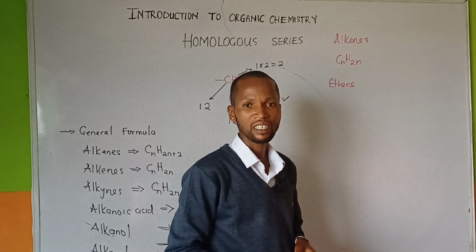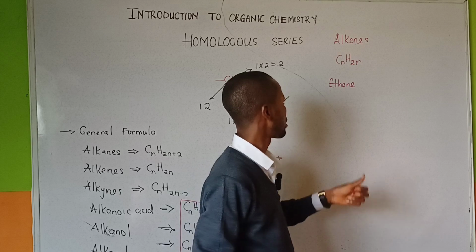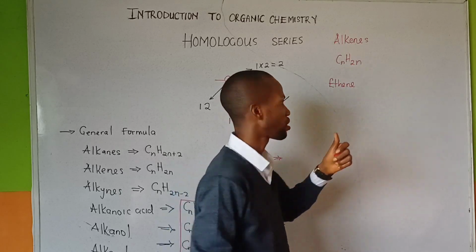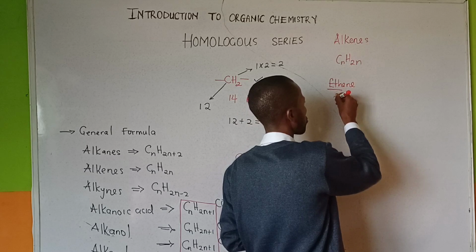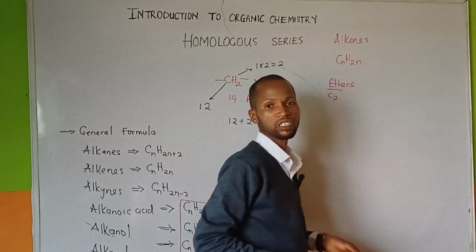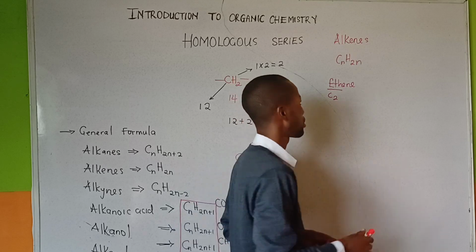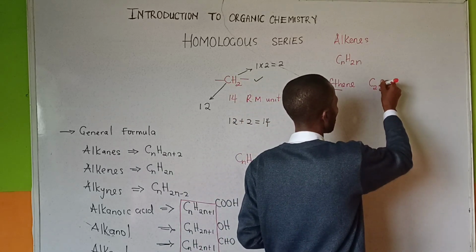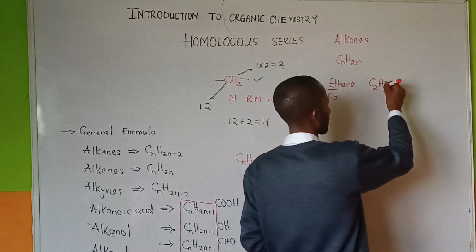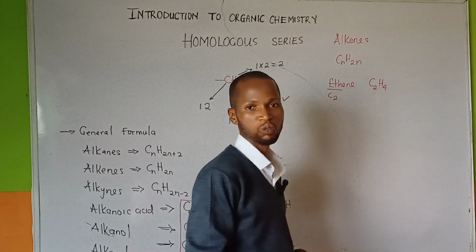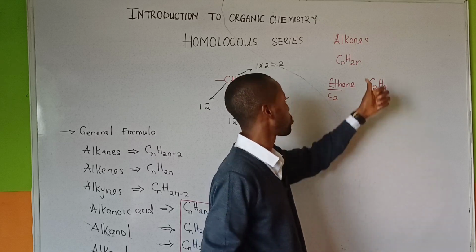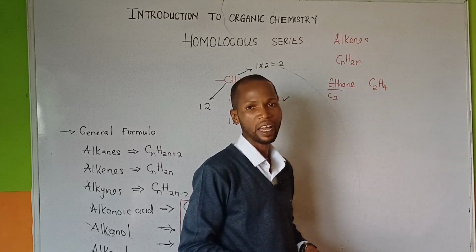Ethene has the general formula CnH2n, and its molecular formula will be, as it is 2 carbon, okay, so we have to substitute 2 in place of n. We have C2H 2 times 2, that's 4. Okay, ethene is C2H4.